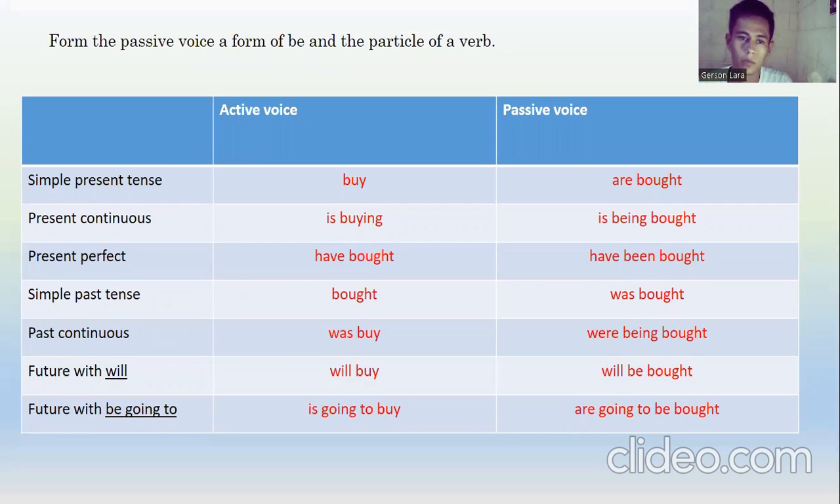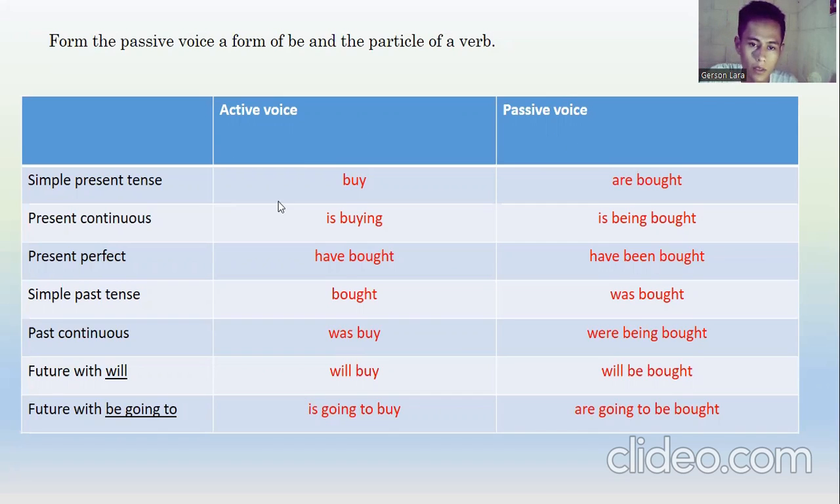Well, to continue with the topic, to form the passive voice, we use a form of be plus the participle of a verb. But first of all, I want to let you know that the subject in the active voice changes to be the object in the passive voice. Now, we are going to conjugate some examples in seven tenses with the verb buy. On this side we have the active voice, and on the other one we have the passive voice.